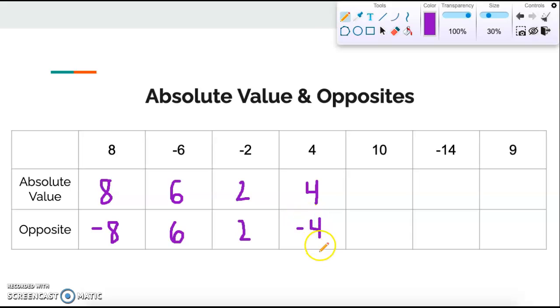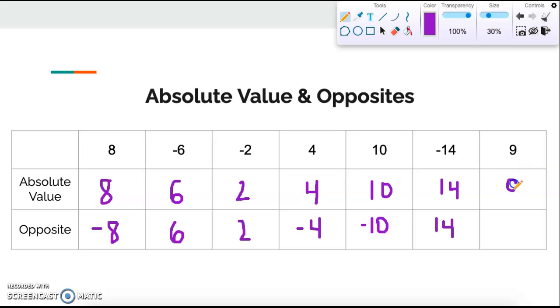Go ahead and pause and fill in the rest of the columns. All right, absolute value of 10 is 10. Opposite is -10. Absolute value of -14 is 14. Opposite is also 14.